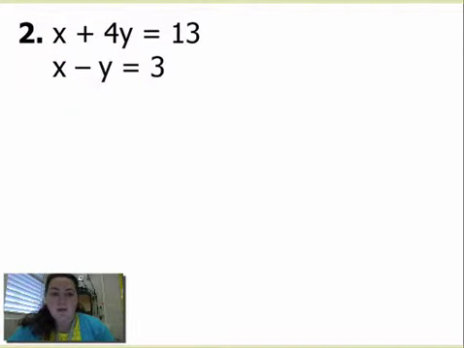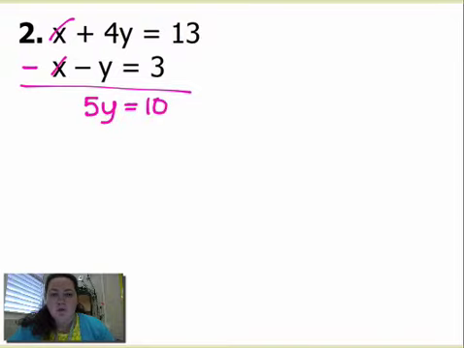Alright, number 2, I have x plus 4y equals 13, and x minus y equals 3. Alright, my x's are lined up, my y's are lined up, and my constants are lined up. Now my x's both have a coefficient of 1. The number in front of the x would be a 1. Since they have that in common, I can subtract one of them away. So I'm going to subtract the whole second equation. x minus x is going to get rid of my x's. 4y minus a negative y, so that means plus another y. Minus a negative turns to plus. So 4y plus another y gives me 5y. 13 minus 3 gives me 10. Divide by 5, I get y equals 2.